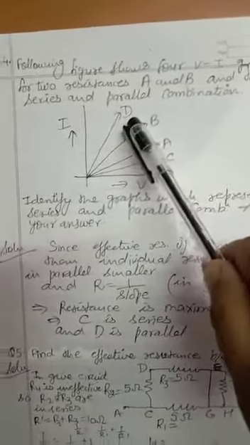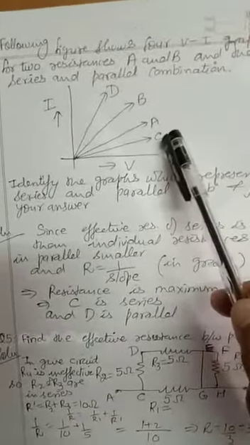So that's why we say R is 1 upon slope. So if the slope is more, then the resistance is lesser. So if you see the diagram, D is having the minimum resistance. So we say D is the parallel combination. And if you see, C is having the maximum resistance, so C is the series combination.